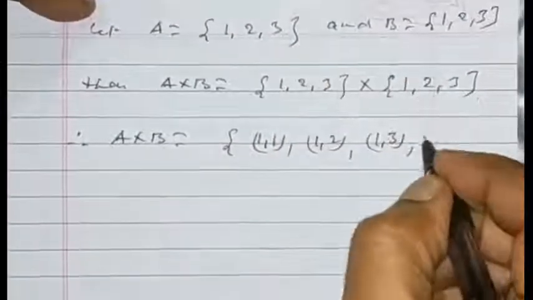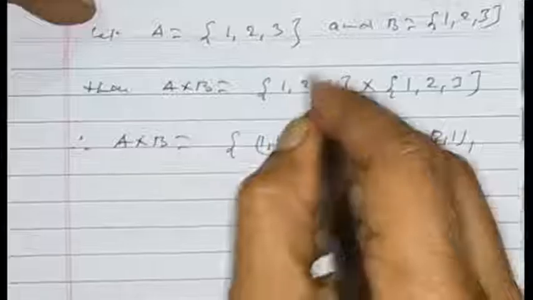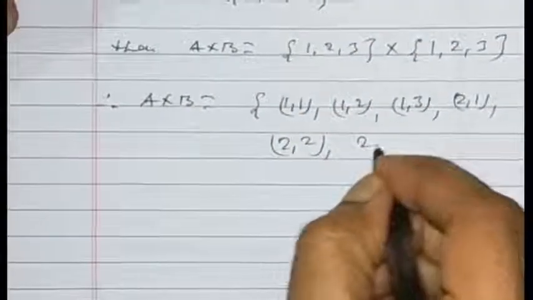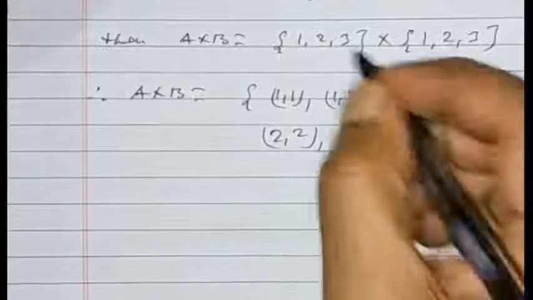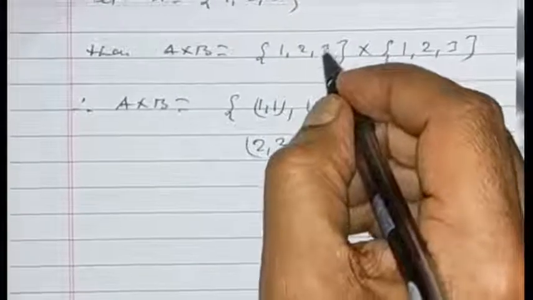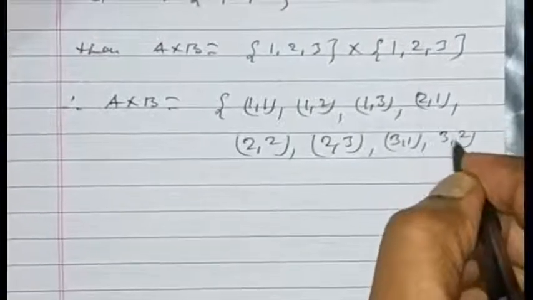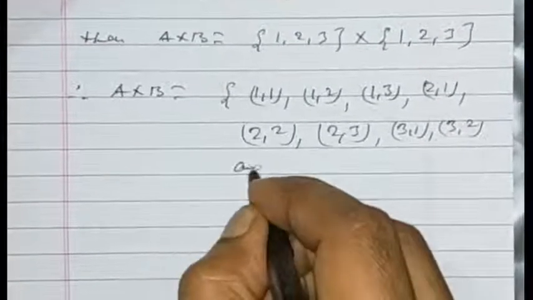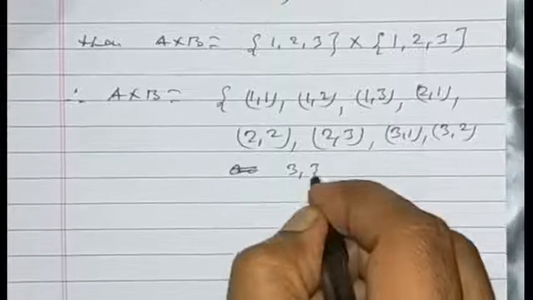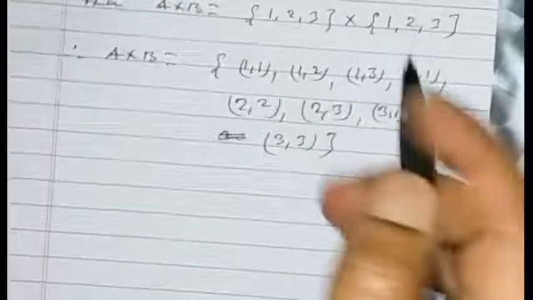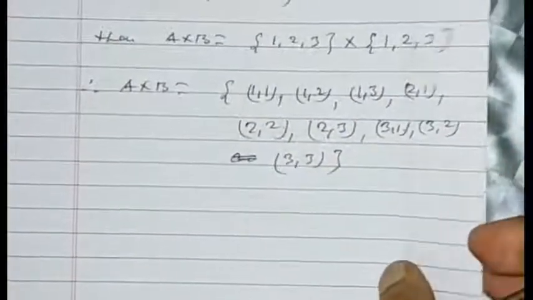similarly (2, 1), (2, 2), (2, 3). Again from 3: (3, 1), (3, 2) and (3, 3). That is 1, 2, 3, 4, 5, 6, 7, 8, 9. 3 into 3, 9 elements in total. This is the A cross B.